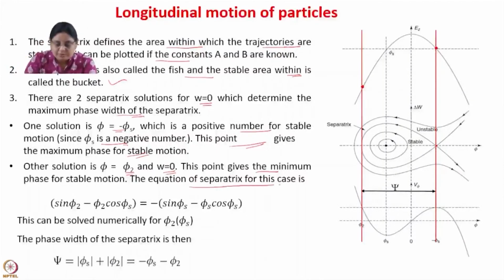The equation of the separatrix for this case is given by sin phi 2 minus phi 2 cos phi s is equal to minus sin phi s minus phi s cos phi s. From here this can be solved to find the value of phi 2 as a function of phi s. If you know phi s, the synchronous phase, you can find the value of phi 2, and from there the phase width of the separatrix. The phase width is simply the modulus of phi s plus phi 2.